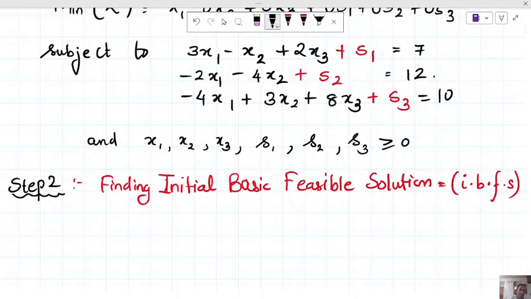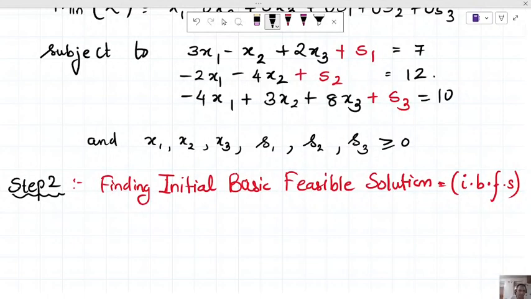So what you have to do, whatever the variables were already given in the question, that is x1 x2 x3, you have to put those variables equal to 0.